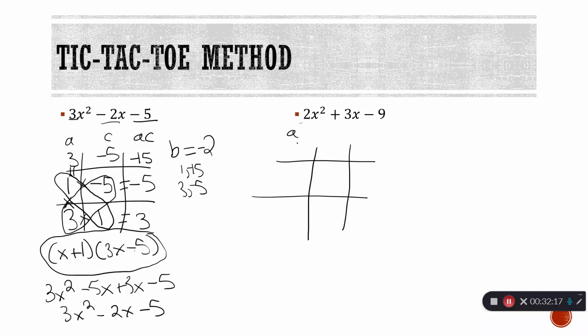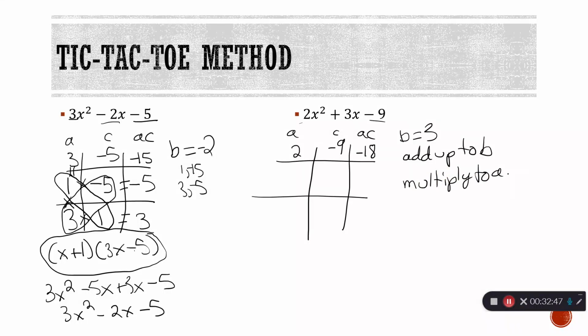So we put A here, which is 2, C here, which is -9, and AC here, which is 2 times -9, is -18, and B is 3. So we've got to find two numbers that multiply to AC and add up to B. So they've got to add up to 3, and they need to multiply to AC, which is -18. So negative number, opposite signs, bigger sign's going to be positive 3. Okay.